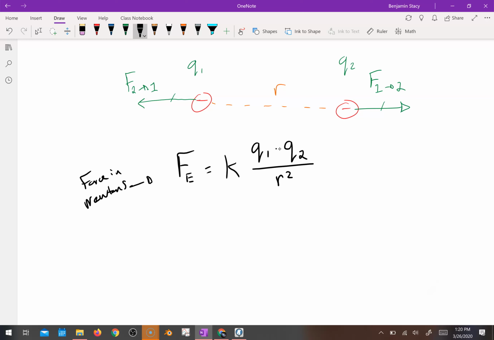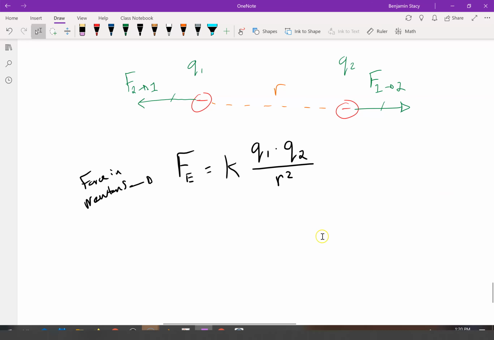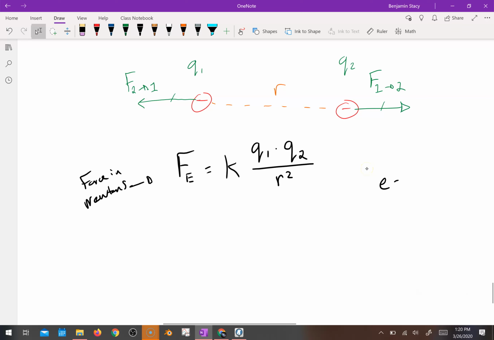Okay, if I wanted to calculate that exactly, like if it were just two electrons at, say, 1 meter apart, then I would need to know the charge of the electron in coulombs. So that's something we can actually find. The electron charge magnitude is approximately 1.6 times 10 to the minus 19 coulombs. So we'll say the elementary charge is 1.6 times 10 to the minus 19 coulombs.